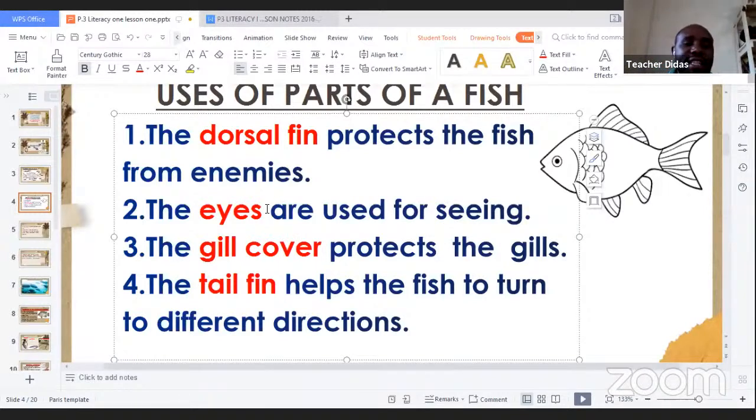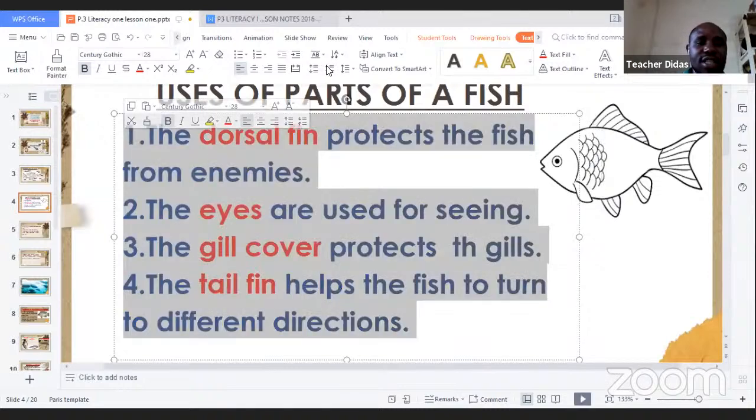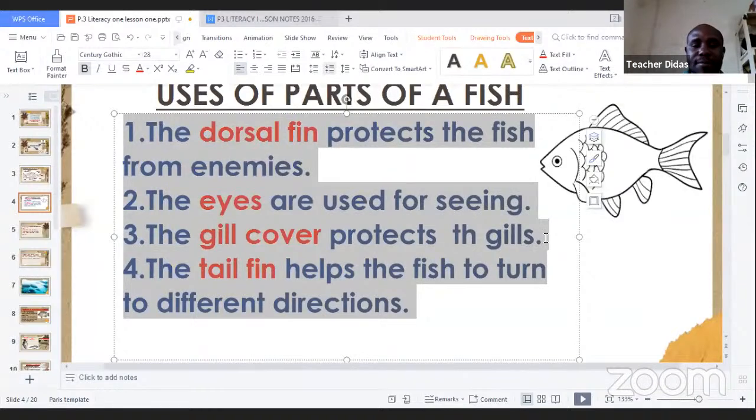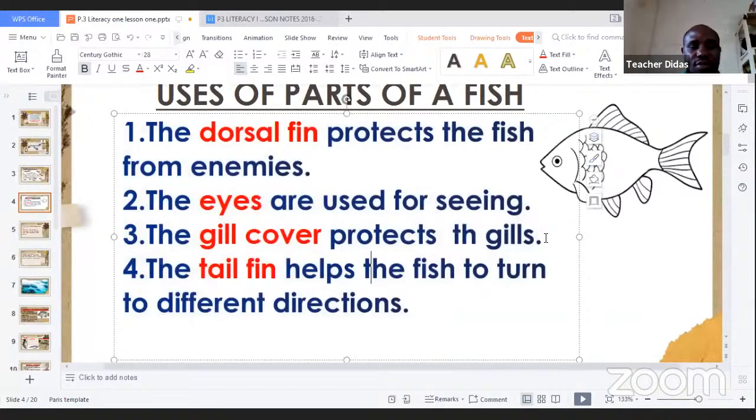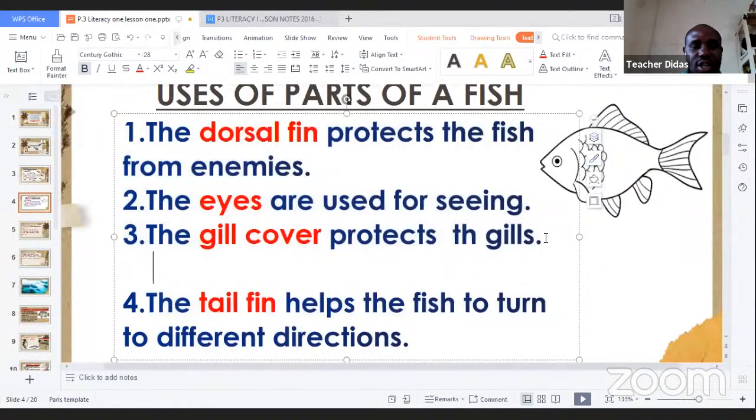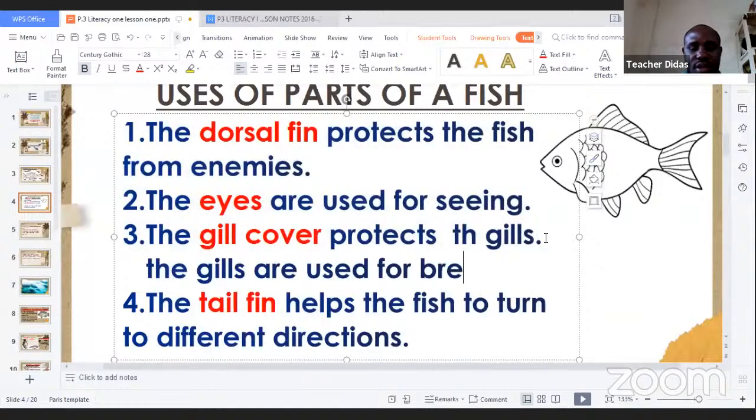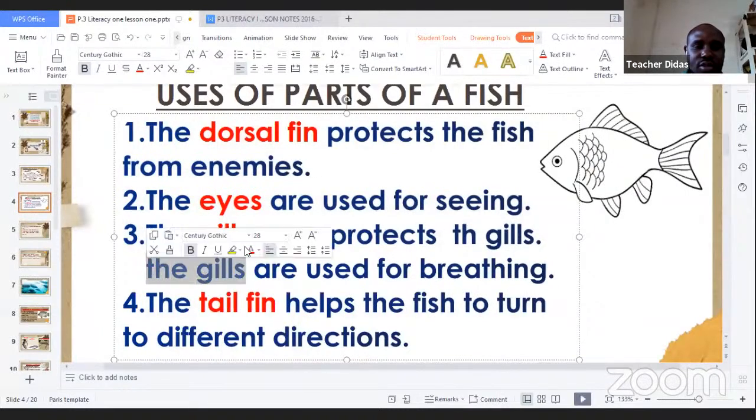Then the eyes are mainly used for seeing, and the gill cover protects the gills, and we have said the gills are used for breathing altogether. You don't have to forget that. In fact, let me add it here so that we can see it very well. Let it be number four. Let's write it here as a note: the gills are used for breathing altogether. Because someone may ask you which part of the fish it uses for breathing, then we shall say the gills.